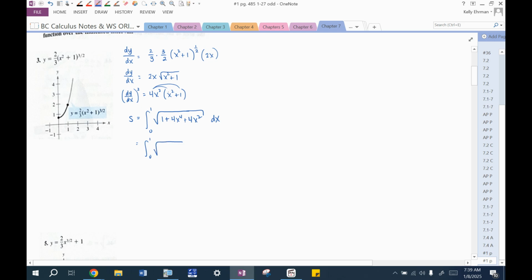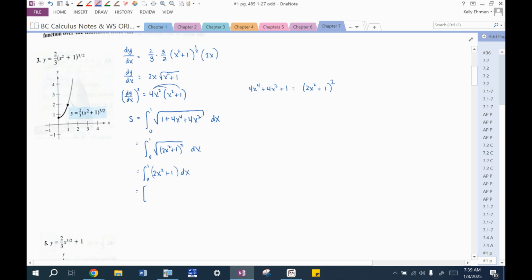And even if you did the 1 plus dy dx squared work out here, you could do it all without the integral if you wanted to. But 4x to the fourth plus 4x squared plus 1 factors into a perfect square trinomial, the quantity 2x squared plus 1, squared. So when we take the square root of 2x squared plus 1 squared, that takes away the square root part. So now it is just the integral from 0 to 1 of 2x squared plus 1 dx. And that is something we can integrate just using our little power rule here.